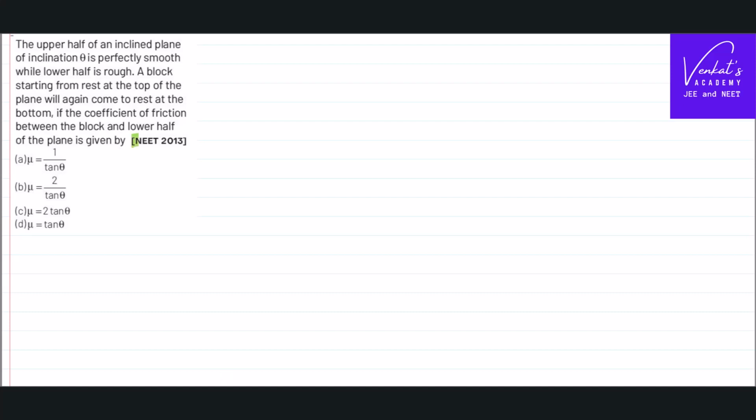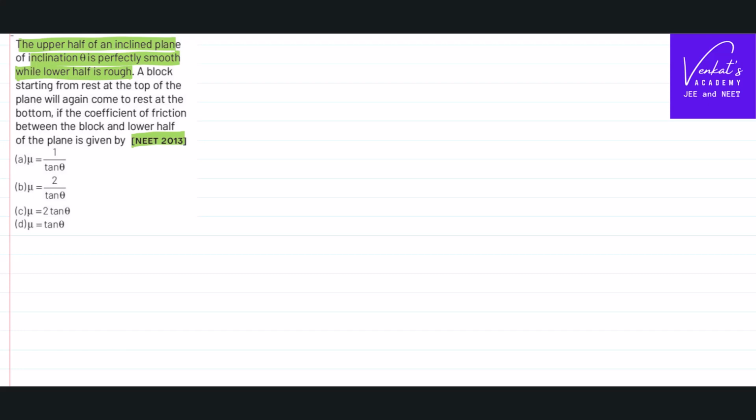This is the NEET 2013 question on the concept of friction. Interesting, and a lot of concepts are involved in solving this. So we can revise friction while we are solving this problem. The upper half of an inclined plane of inclination theta is perfectly smooth, while the lower half is rough.